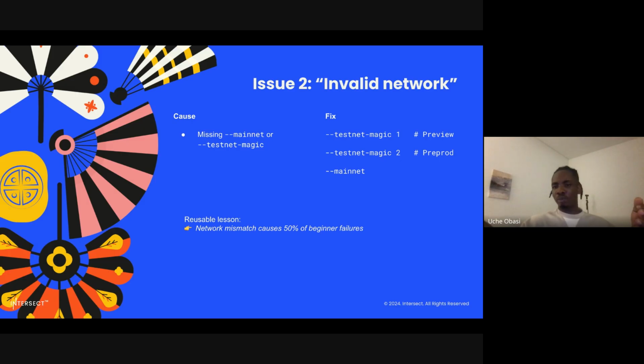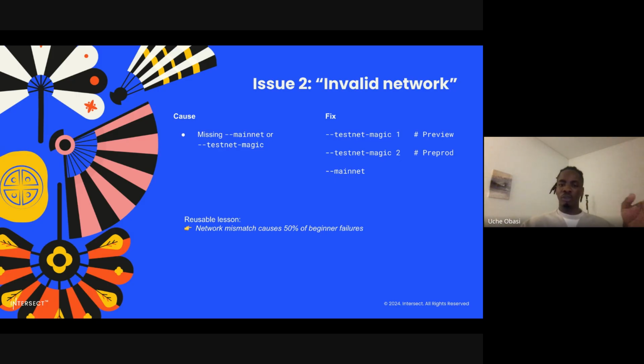Omitting that part can cause issues like invalid network. If you notice you omitted it, then you append the network flag. If it's for testnet, you do dash testnet magic. If it's for mainnet, you do dash mainnet. Any of these commands deploys to either testnet or mainnet.